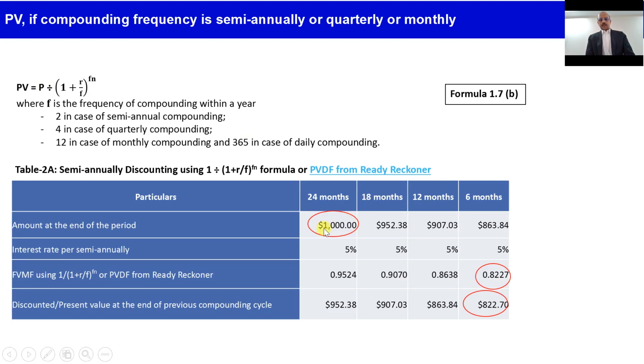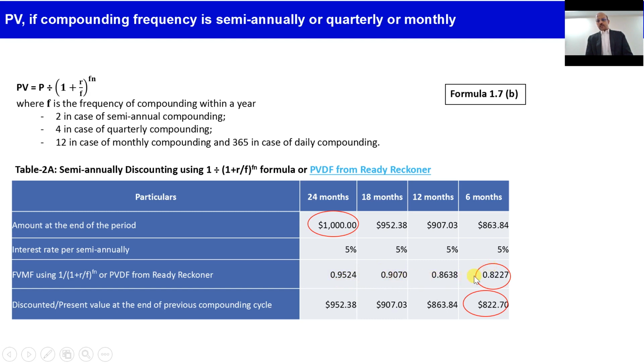Let's see this example. $1,000 you receive after 24 months, and the rate of interest is semi-annually compounding. When you do the semi-annual discounting, the 10% per annum interest rate becomes 5%. So with every 6 months interval, it gets discounted. For the first 6 months, it gets discounted by 0.9524. For the next 6 months, that is 12 months, it gets discounted by 0.9070.